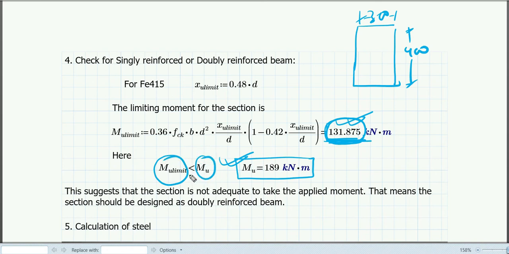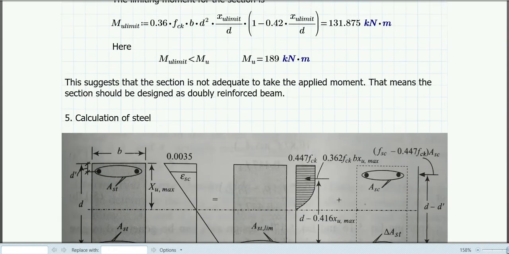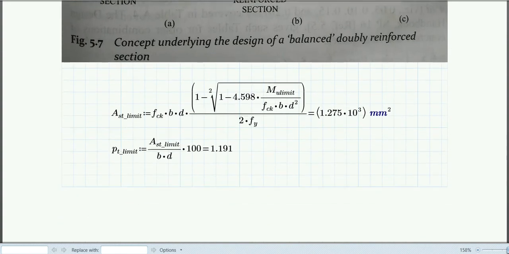So that means we have to design this particular section as a doubly reinforced beam, because only one layer of reinforcement at the tension face is not going to be enough. You have to provide another set of reinforcement at the compression face as well. Now we will see how to go in depth into designing the compression reinforcement. For that we have certain provisions in the IS code in the Annex.